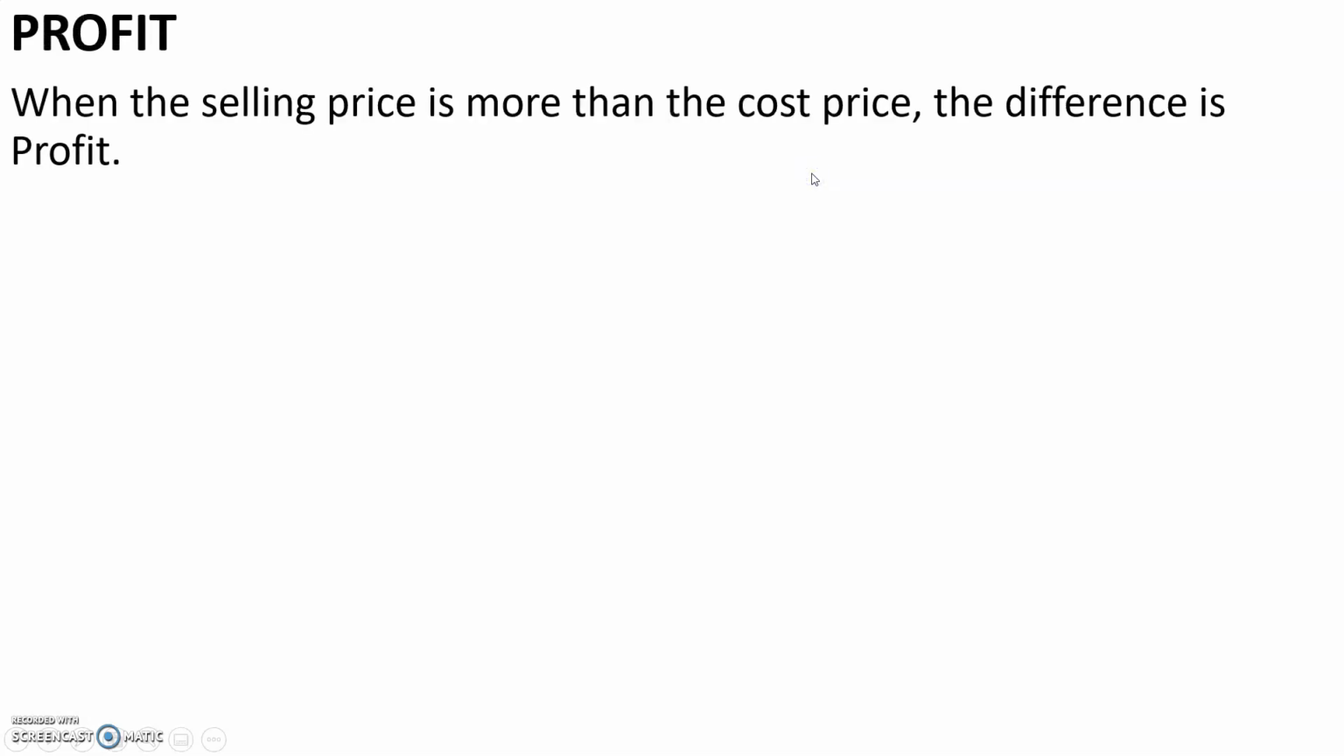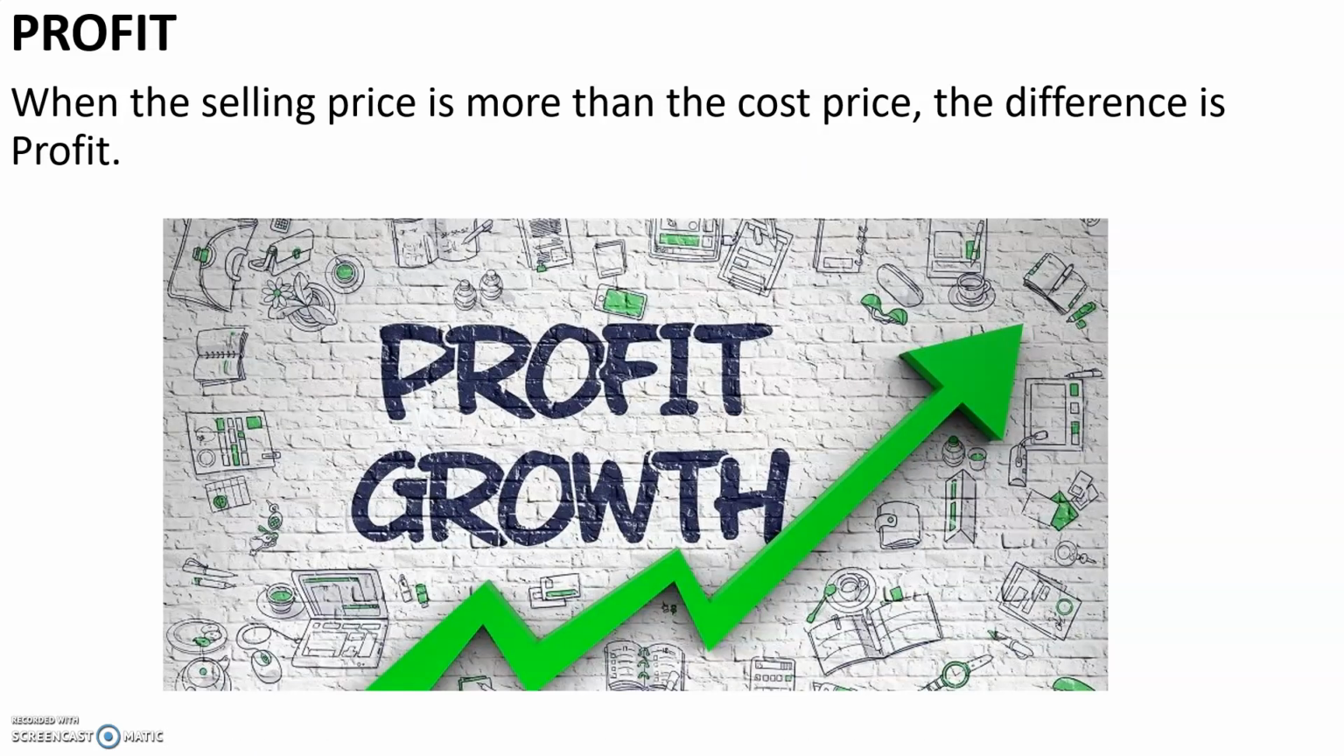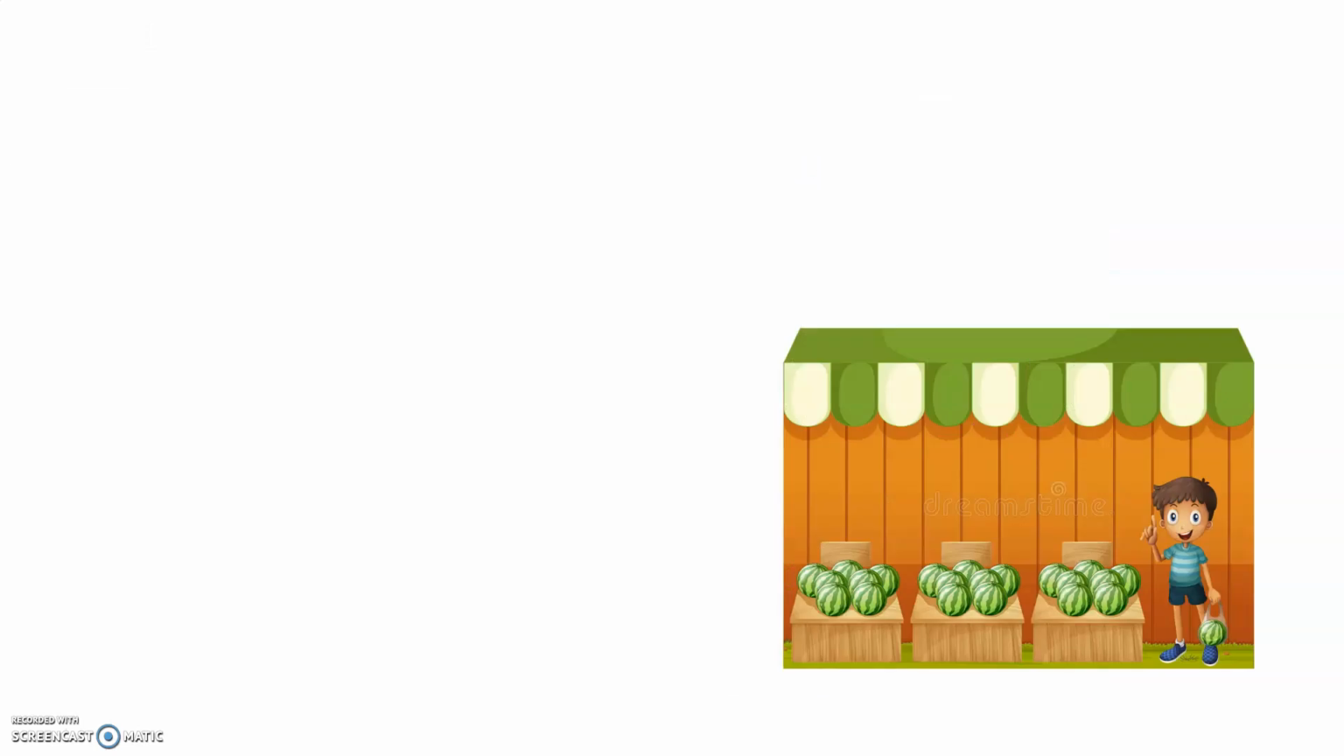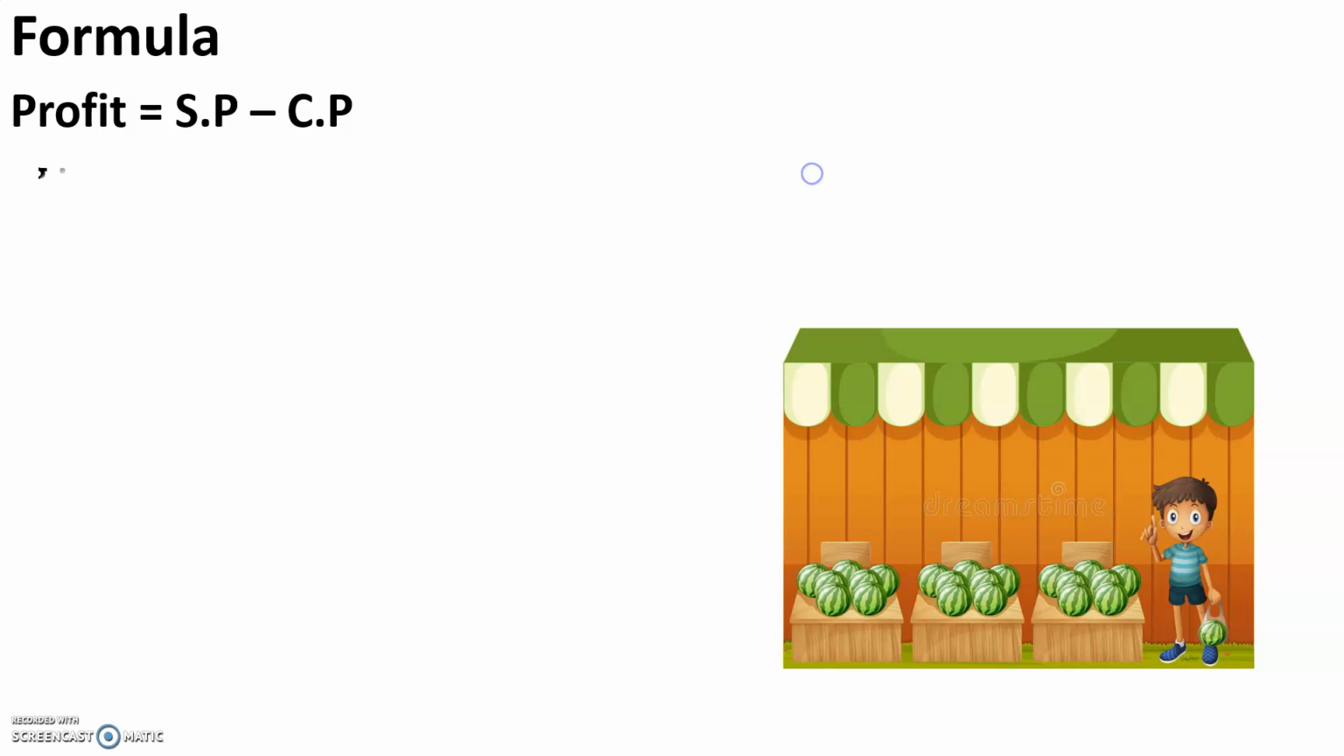Now, what is the meaning of profit? When the selling price is more than the cost price, the difference is profit. Profit का मतलब है मुनाफा. Let's see a formula for profit. Profit is equal to SP minus CP. Let's see an example.